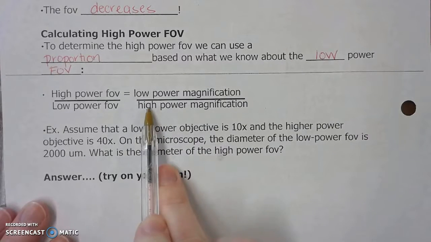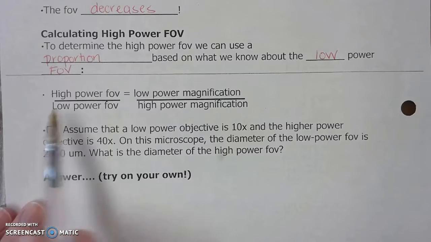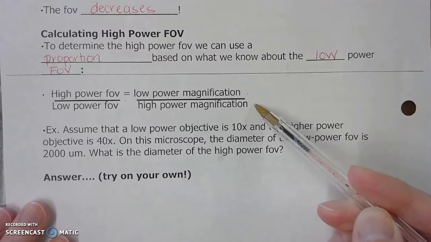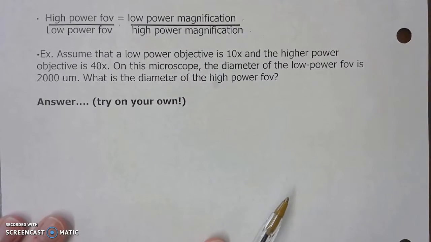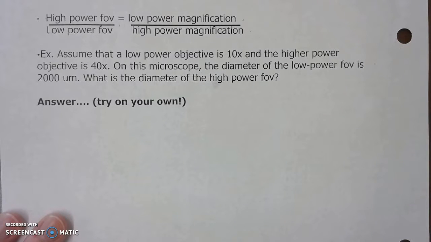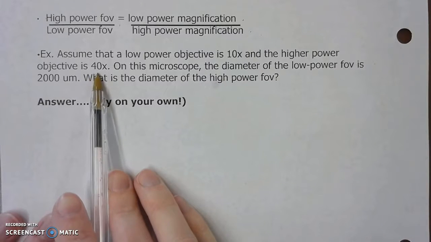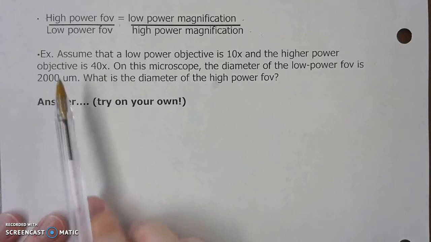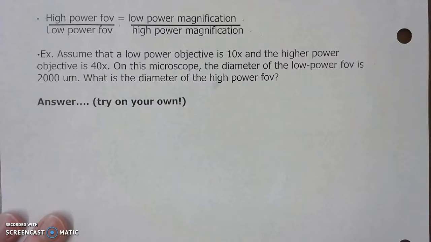The proportion is given here. It is the high power field of view divided by the low power field of view equals the low power magnification over the high power magnification. I'm going to move this up a little bit so we can still see the proportion and the word problem. Assume that a low power objective is 10x and the high power objective is 40x. On this microscope, the diameter of the low power field of view is 2,000 micrometers. What is the diameter of the high power field of view?